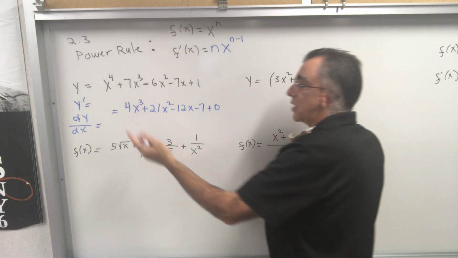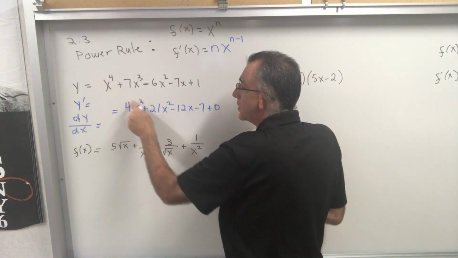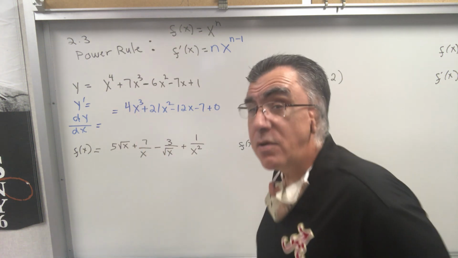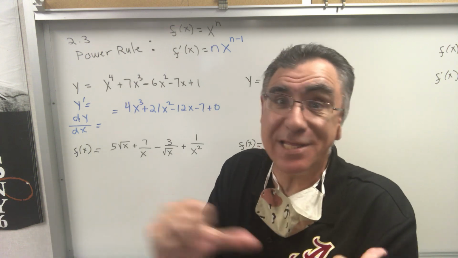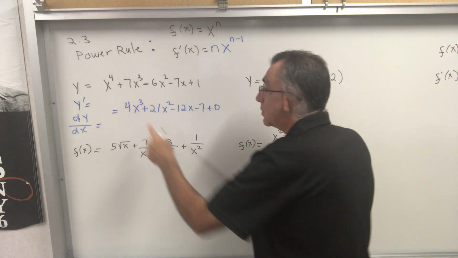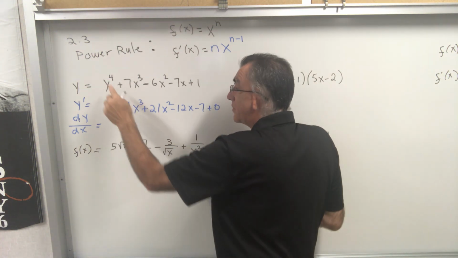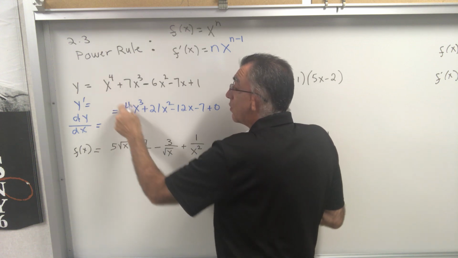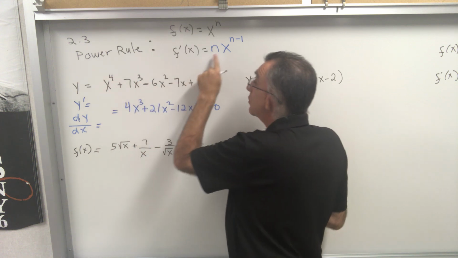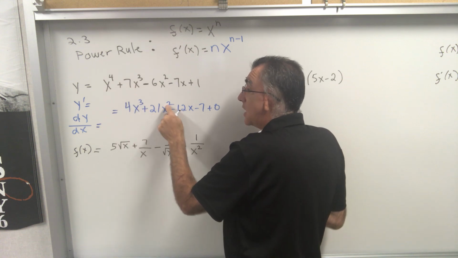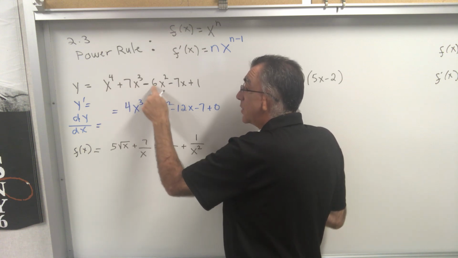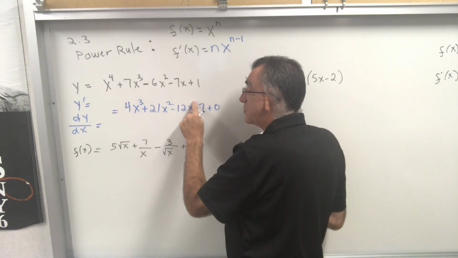Now, the rule is bring the power down and reduce the power by 1. Remember, the derivative is a slope. Don't forget that, because we're going to remember that at the end here. So the derivative is a slope at a point. So 4x squared, and then again the rule is bring the 3 down. 3 times 7 is 21. Reduce the power by 1. Bring the 2 down, 12. Reduce the power by 1.